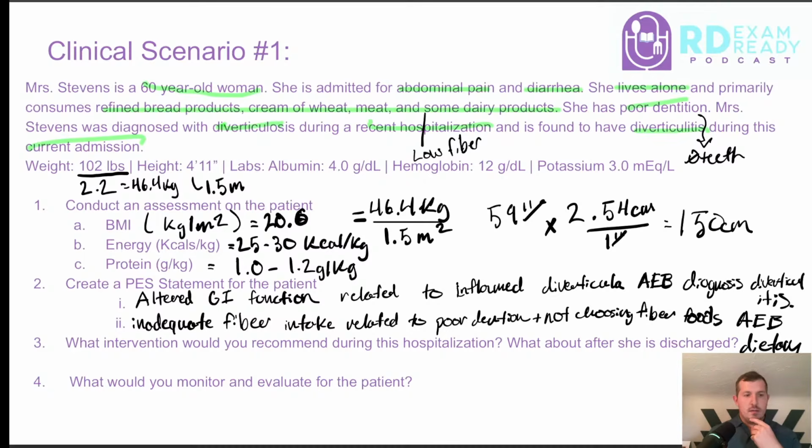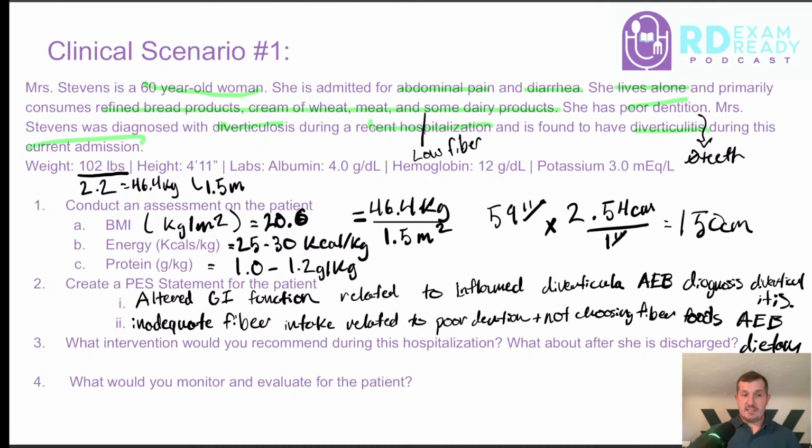Great. Start NPO. Yep, that sounds good. Clear liquids. All right, so let's say we're at day 2 of clear liquids and she's hungry and ready to eat. What type of diet are you going to put her on? Is it going to be a high fiber diet or a low fiber diet while she's hospitalized? Yep. So we're going to do low fiber while she's hospitalized here. We're going to give her an education probably on how to eat a high fiber diet once she's discharged.